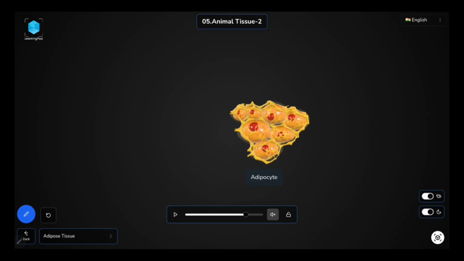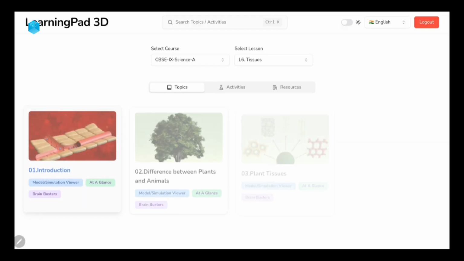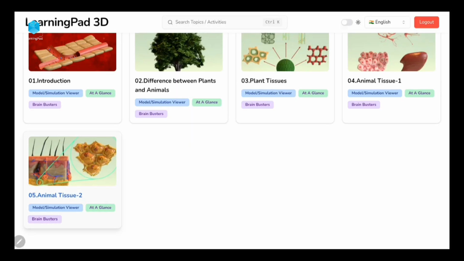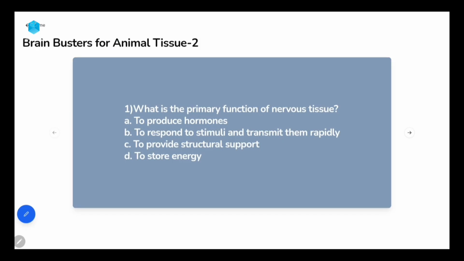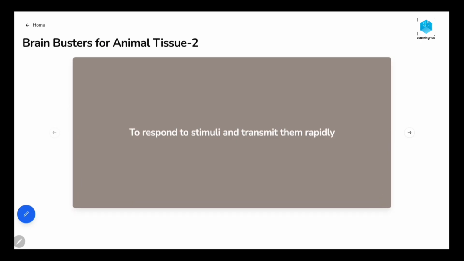Now let us evaluate ourselves by seeing some questions. The first question on the screen: what is the primary function of nervous tissue? The options are to produce hormones, to respond to stimuli and transmit them rapidly, to provide structural support, or to store energy. Any guess? The answer is that it responds to stimuli and transmits them rapidly.